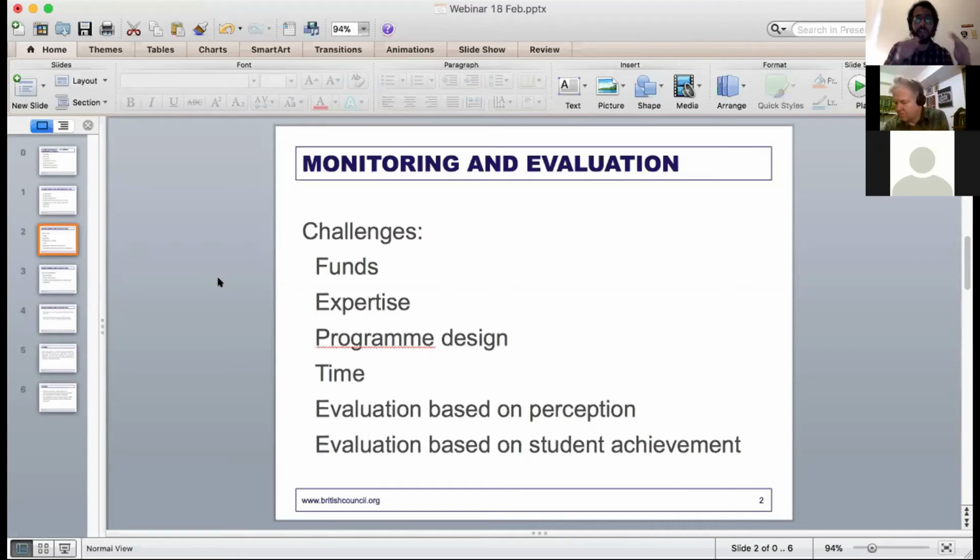So program design, monitoring, and evaluation should start together in any program or situation. Then we have time, which is always a challenge in any type of program we have. And then to more specific things about evaluation. And then I have a couple of questions for you after this, so you can also join the discussion.